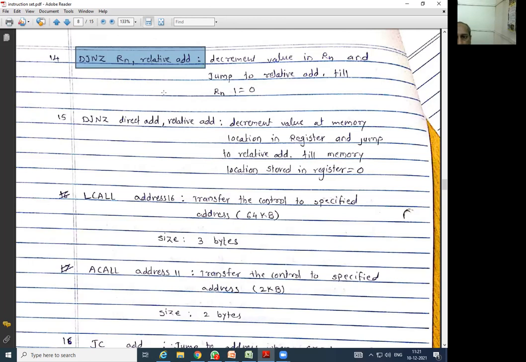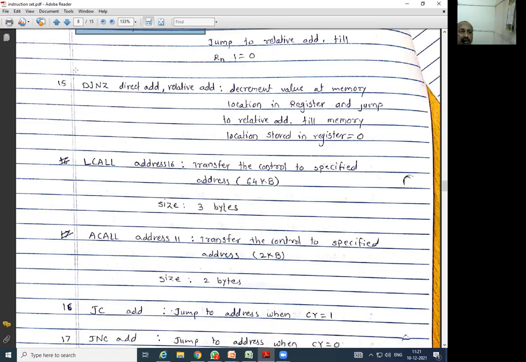So in that way also you can compare this. The next instruction is also similar to this one, that is DJNZ. That is, decrement the value at the memory location in the register and jump to the relative address till the memory location stored in the register is not 0. It is not 0 actually here. So it will be not 0 here. It is a little wrong here.